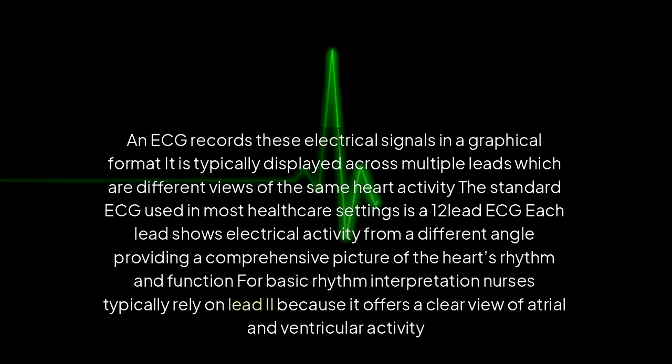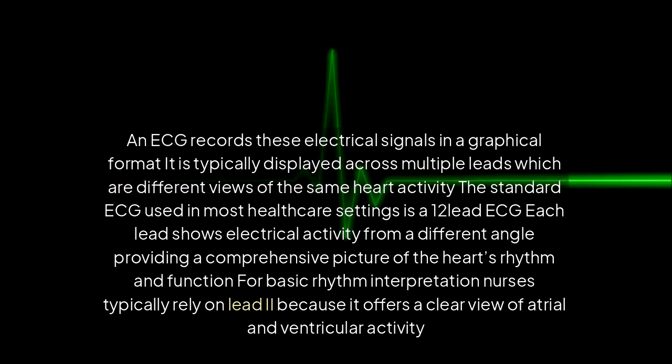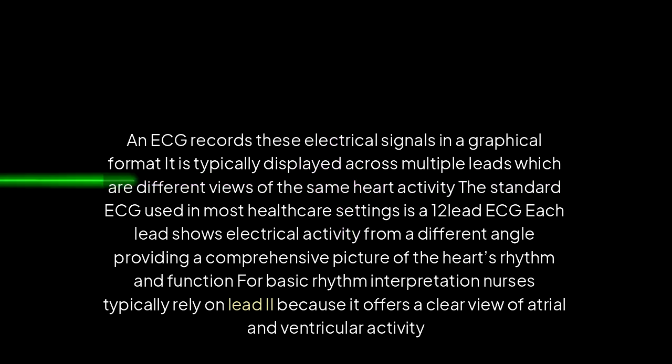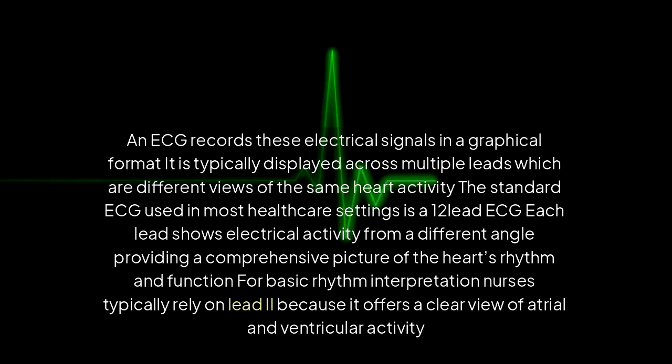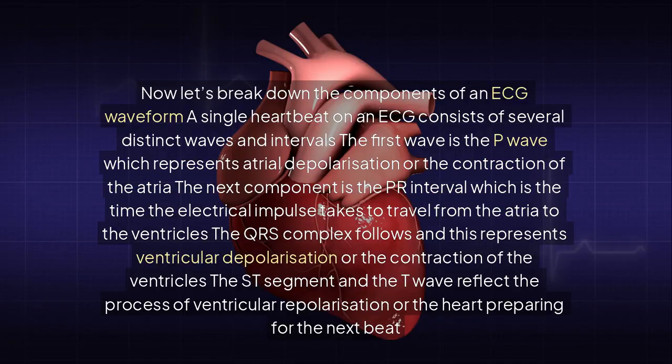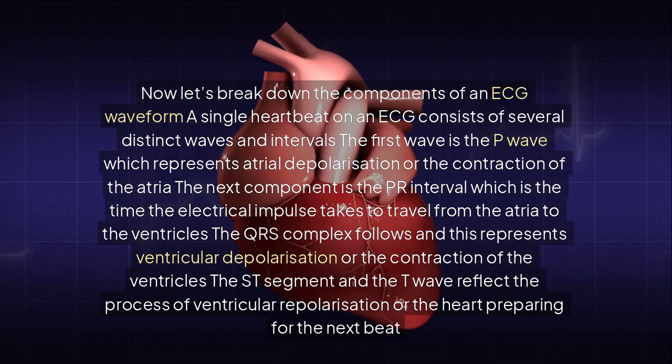An ECG records these electrical signals in a graphical format. It is typically displayed across multiple leads, which are different views of the same heart activity. The standard ECG used in most healthcare settings is a 12-lead ECG. Each lead shows electrical activity from a different angle, providing a comprehensive picture of the heart's rhythm and function. For basic rhythm interpretation, nurses typically rely on lead 2 because it offers a clear view of atrial and ventricular activity. Now let's break down the components of an ECG waveform.